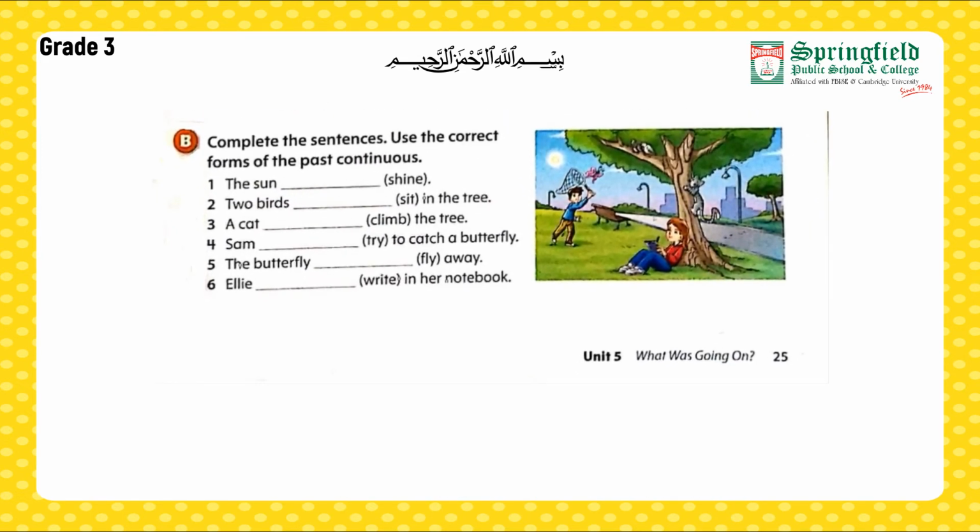Complete the sentences, use the correct forms of the past continuous. The sun, how are we going to write? The sun, and then in parentheses we have got shine. The sun was shining. Moving to our second sentence. Two birds, blank, parentheses we have got sit in the tree. Two birds were sitting in the tree. As we have got two birds, it is the plural form, so we are going to use were.